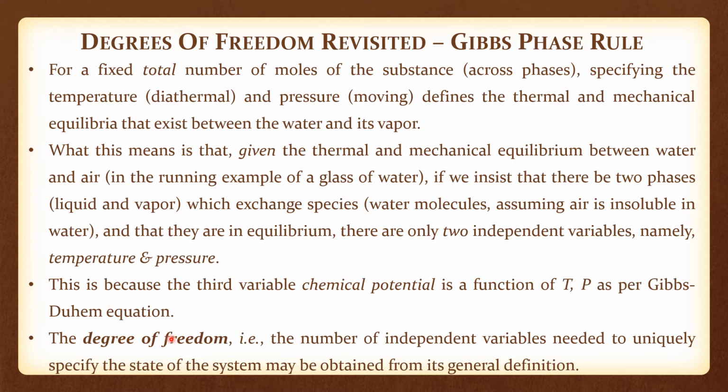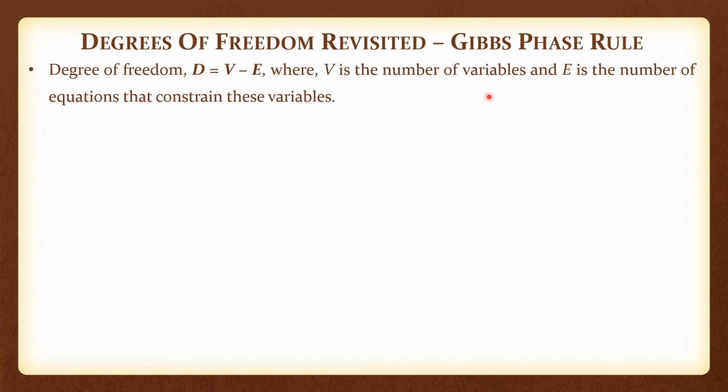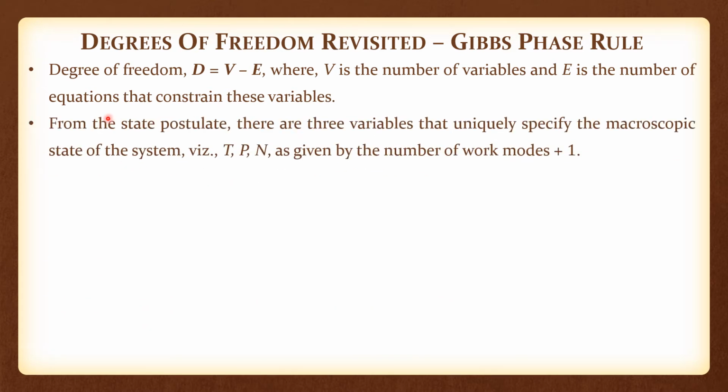So now we try and define the degree of freedom, which is the number of independent variables we need to uniquely specify the state of the system, from the general definition. In a general system, how do you define degree of freedom? Degree of freedom is defined as D equals V minus E. V is the number of variables, E is the number of equations that constrain or relate these variables. So we postulated that there are three variables that uniquely specify the macroscopic state of the system, T, P, N, for example, if you were to consider a free interface, which is given by the number of work modes plus 1 for the heat. We just postulated this. So how many equations are there? How many equations relate these three variables?